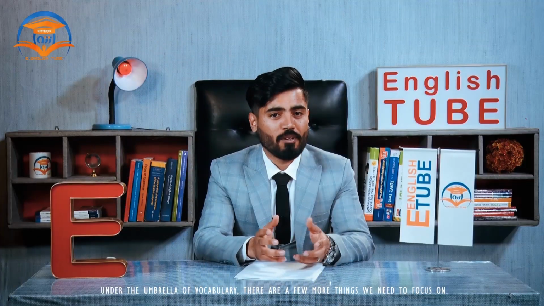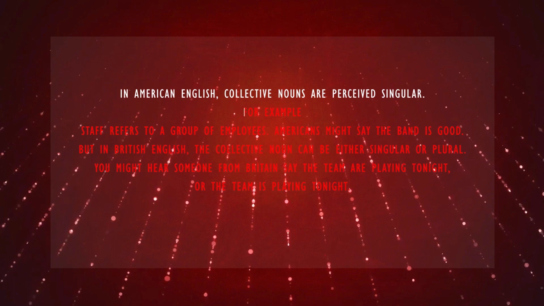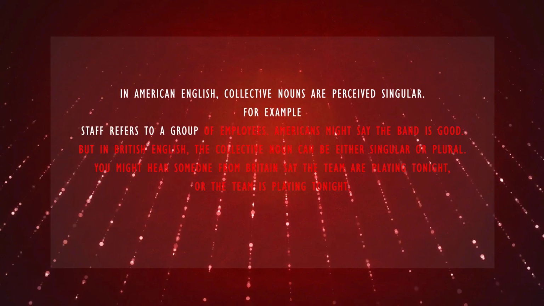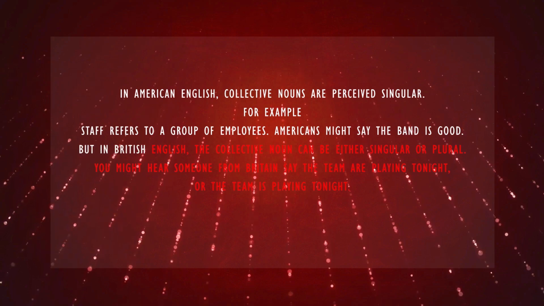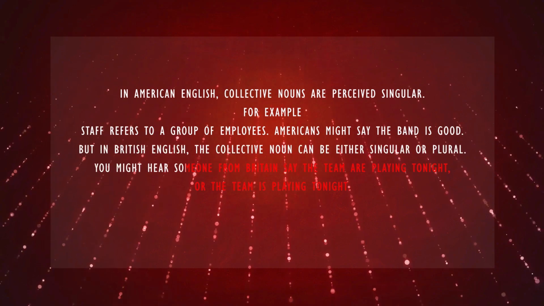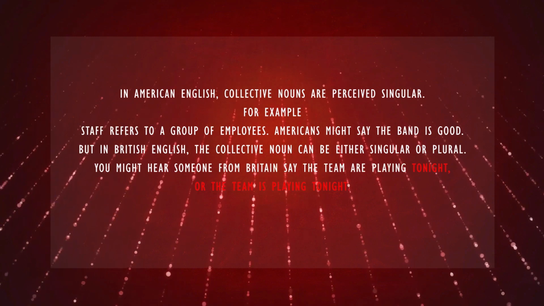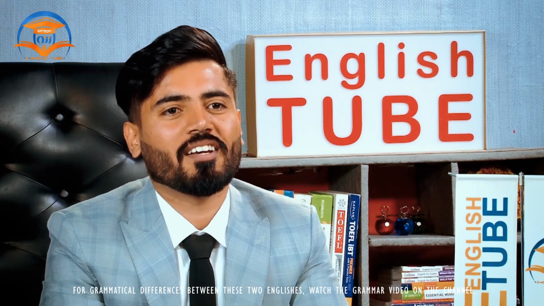Under the umbrella of vocabulary, there are a few more things we need to focus on. In American English, collective nouns are perceived as singular. For example, staff refers to a group of employees. Americans might say the band is good. But in British English, the collective noun can be either singular or plural. You might hear someone from Britain say, the team are playing tonight, or the team is playing tonight. For grammatical differences between these two Englishes, please watch the grammar video on our channel.